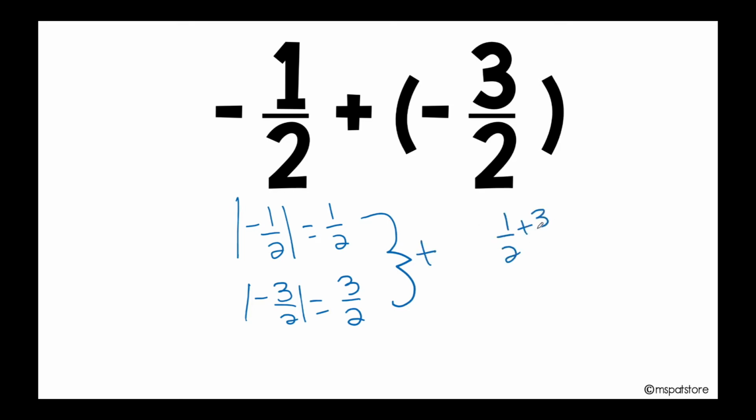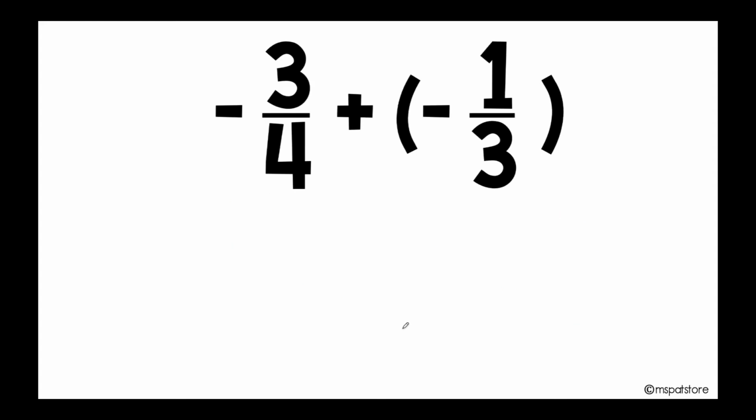As you can see, they have the same denominator, so you don't have to find the least common denominator. Just add the numerators. 1 plus 3 is 4, and keep the same denominator. Then divide 4 by 2, and your answer will be positive 2. But remember, you need to use the sign that they have in common. This sign is negative, so the answer is negative 2.